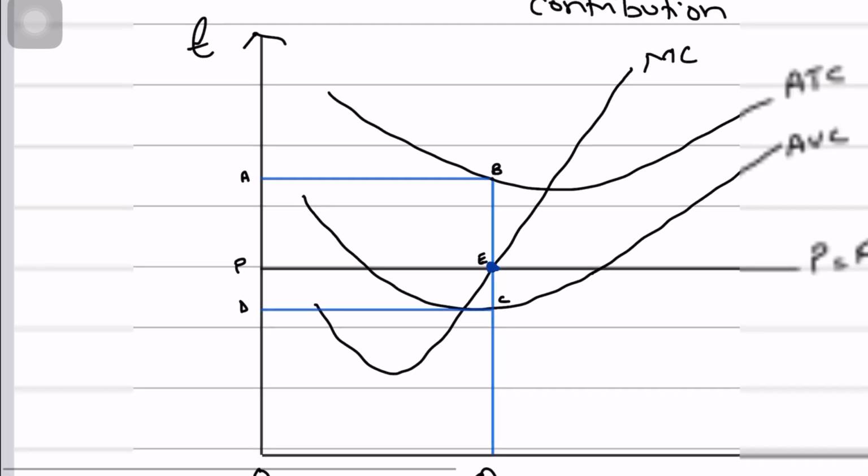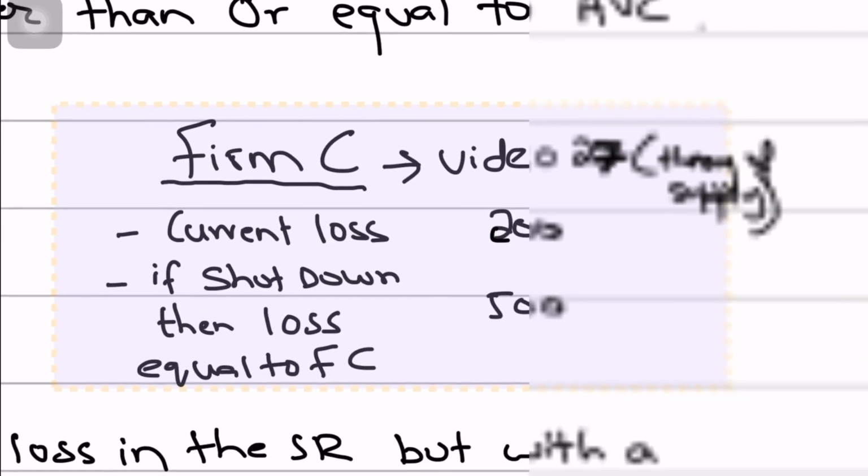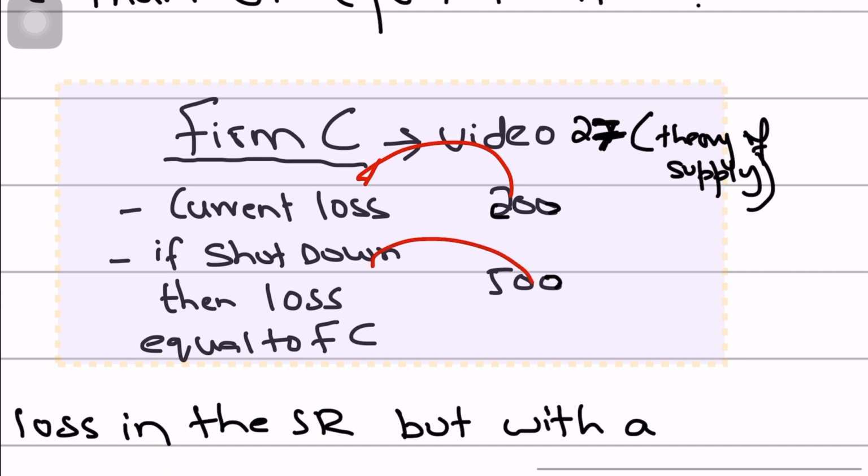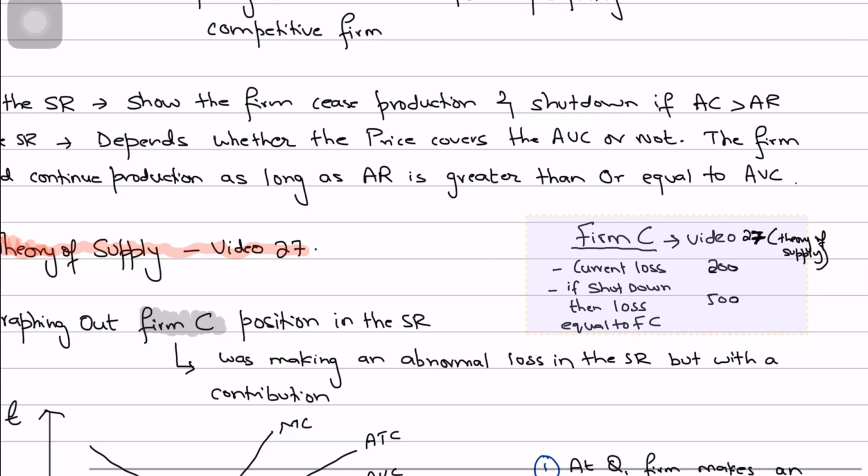तो यही चीज़ हमने इधर भी वीडियो 27 में देखी थी कि करंट लॉस 200 है और शट डाउन करने के बाद जो लॉस हो रहा है वो 500 है. और 500 दो चीज़ों को रिप्रेजेंट कर रहा है. 500 is representing the loss after shutting down, and it is representing that 500 is the value of the fixed cost as well, because the loss will be equal to the fixed cost. यही चीज़ वीडियो 27 में हमने नंबर्स में देखी थी, उसको अभी हमने ग्राफ पे भी प्रूफ कर दिया.